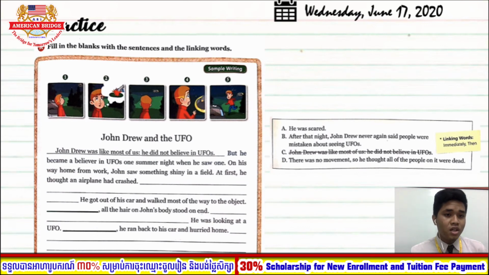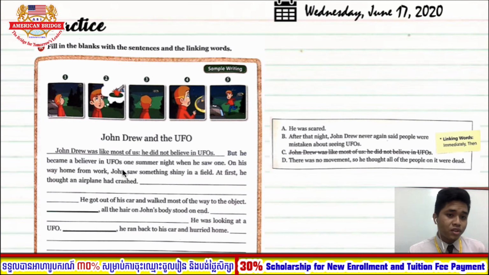As you can see here, there are 5 pictures, and below each picture is a sample writing. What you need to do is to fill in the blanks with the sentences and the linking words. The linking words here are the adverbs immediately and then. Let's read this all together. Look at the picture and read along.